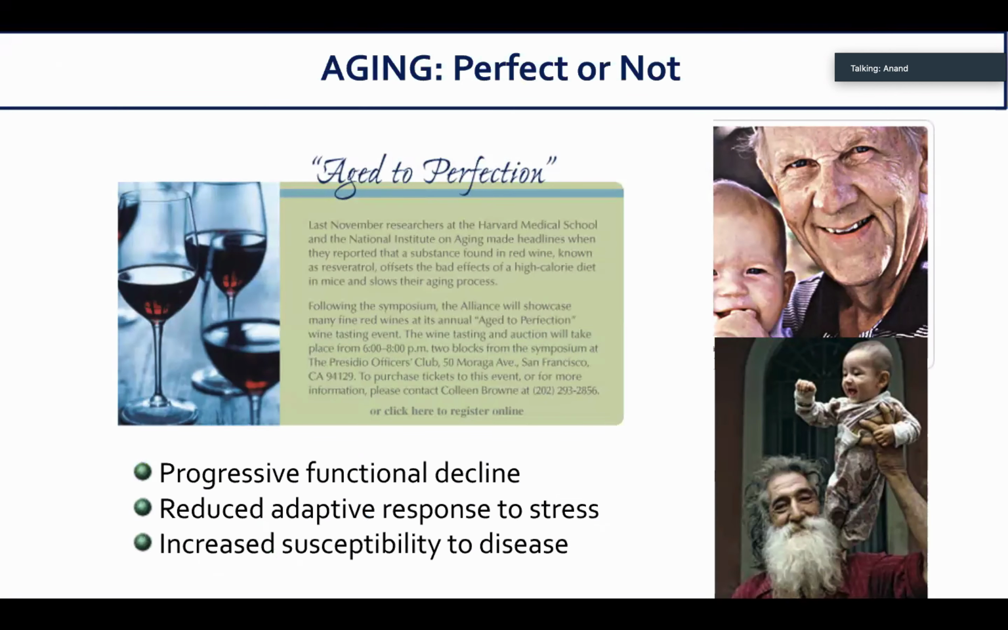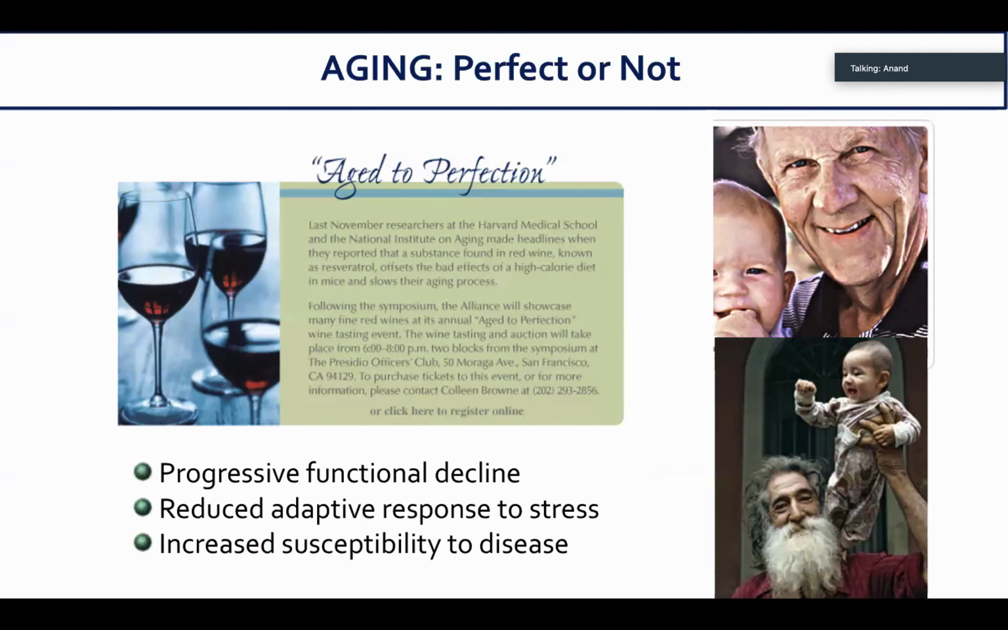So let's talk about aging. This is one of my favorite pictures here. Old wine aged to perfection. And I'm sure, living in California, and even some of us who don't live in California or on the West Coast, we enjoy some good old wine, which has been aged well.